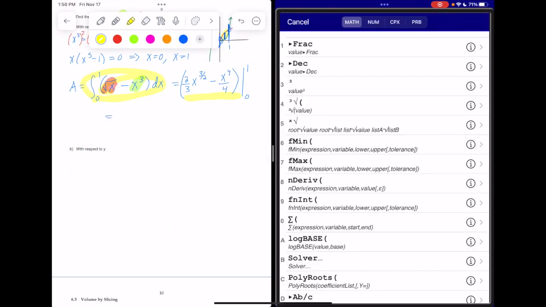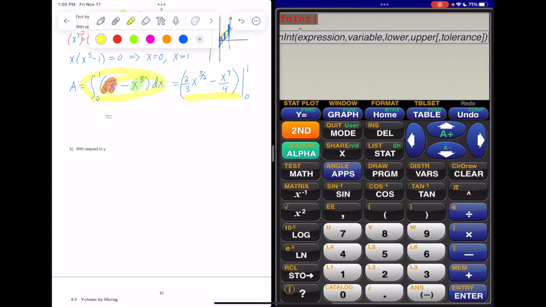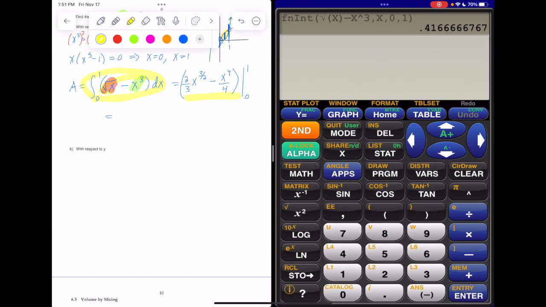So math, fnInt, and then enter what we were doing the integral of. So it was the square root of x, and this parentheses on the square root, minus x raised to the third power. Our variable is x, and our limits of integration were 0 and 1. So this is what we get, and then we can go math, store fraction, and see what that is. Well, it's not being very kind to us here. I'm going to try this again.